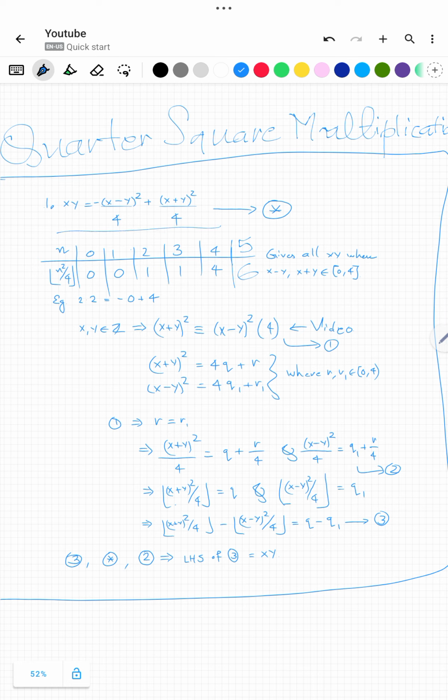Okay, and let's consider the lookup table of this form where we are just squaring it, dividing by 4, and considering the nearest integer which is less than the number we are going to get. Okay, which is easily computable as you can see.